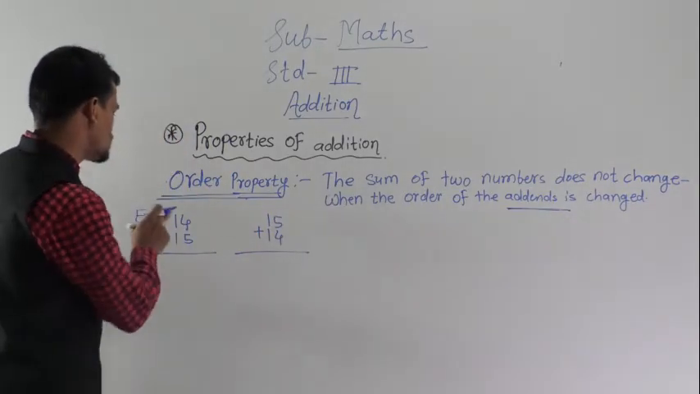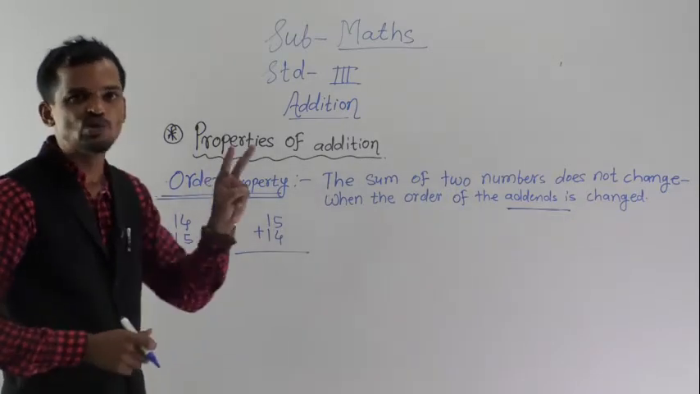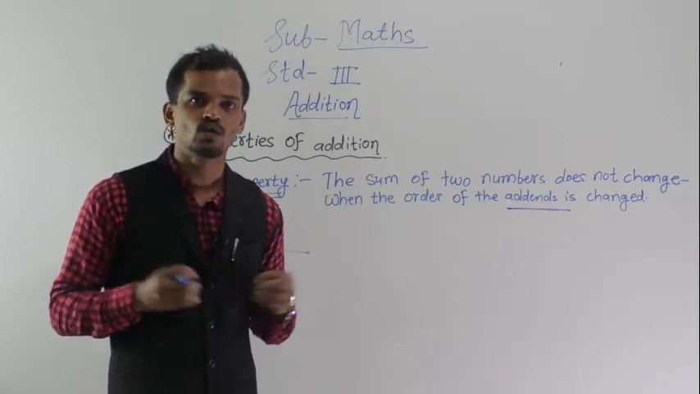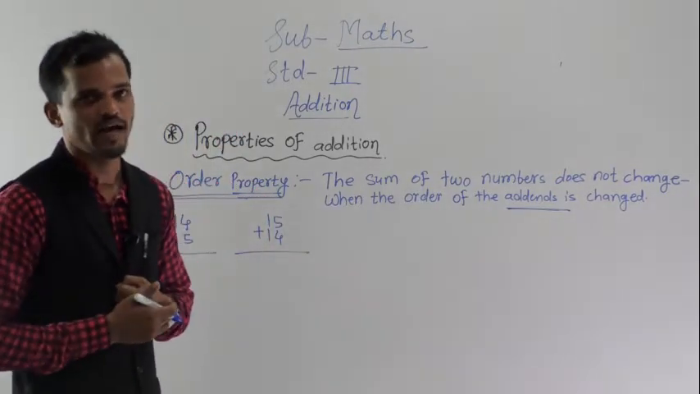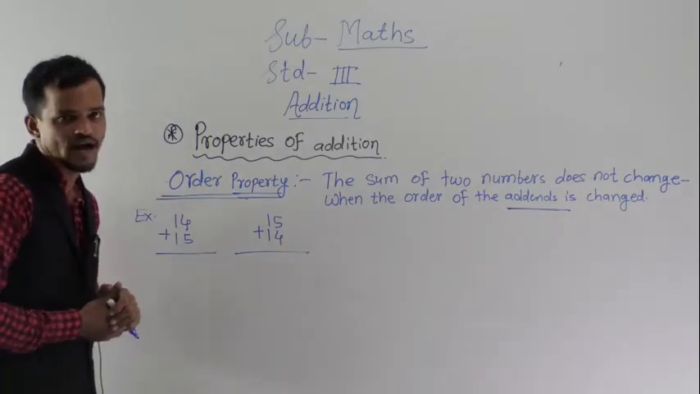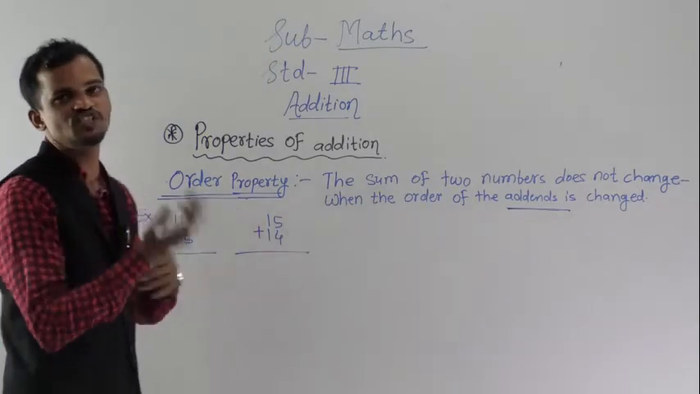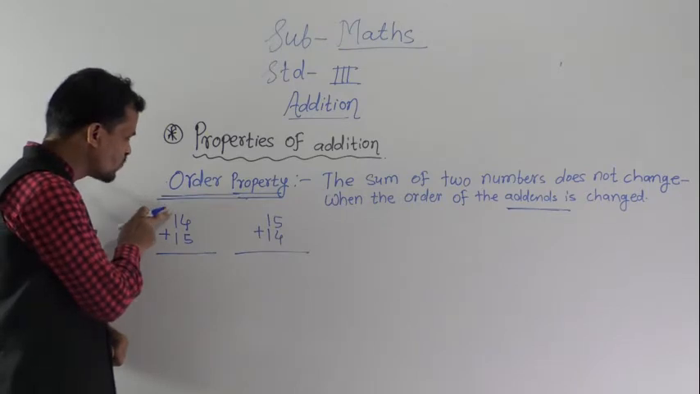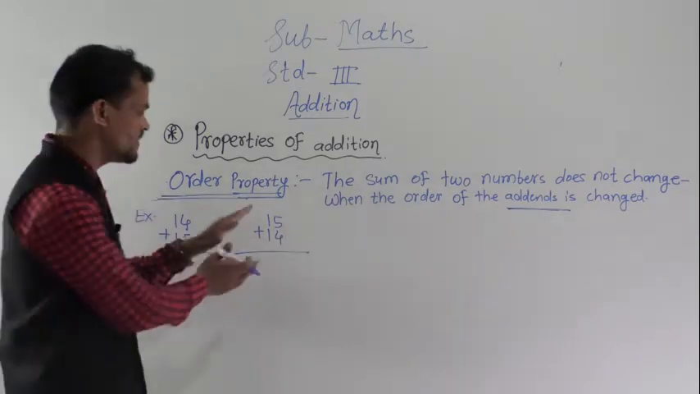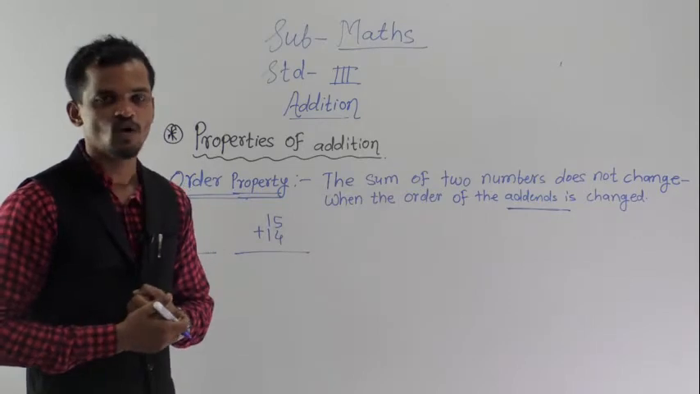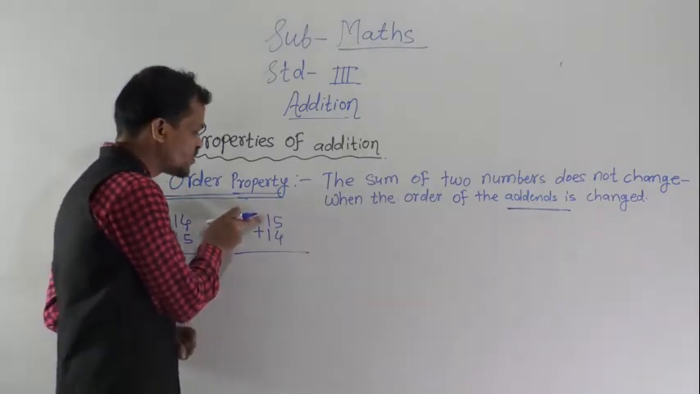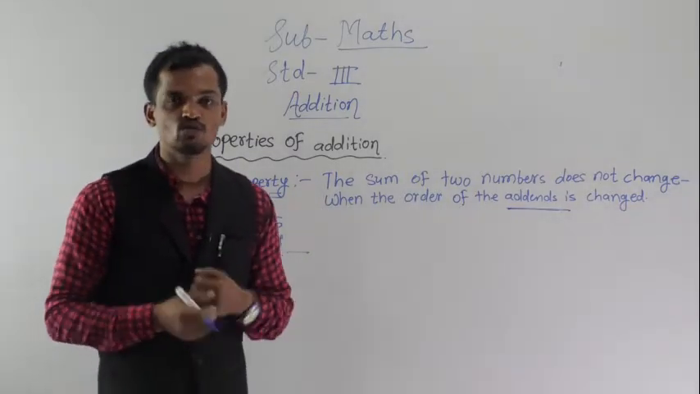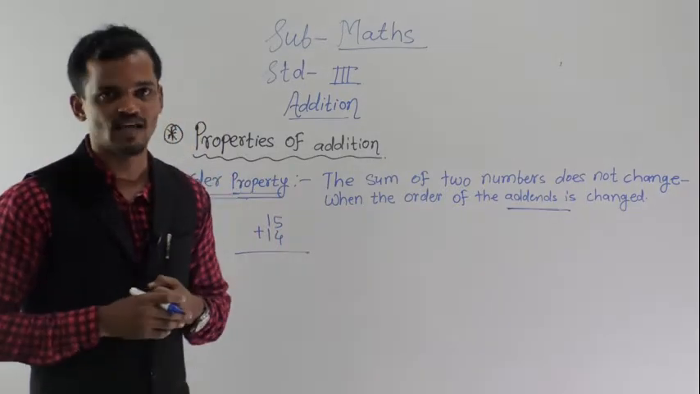See here, these two numbers, 14 and 15, are addends. What is meant by addends? The numbers we are going to add are called addends. So these two numbers are addends, and we just change their order. See here, I have written 14 plus 15, and here we change the order of the addends. Here first I wrote 15, then plus 14, which means the order is changed. So now we will see if the result is the same or different.